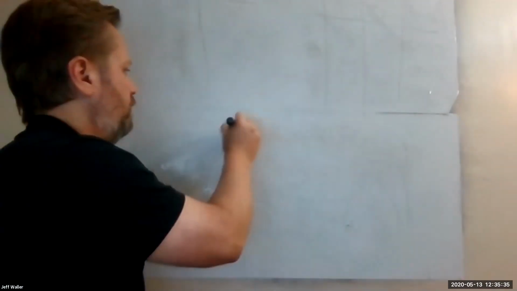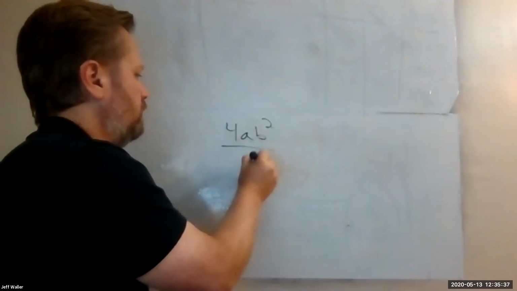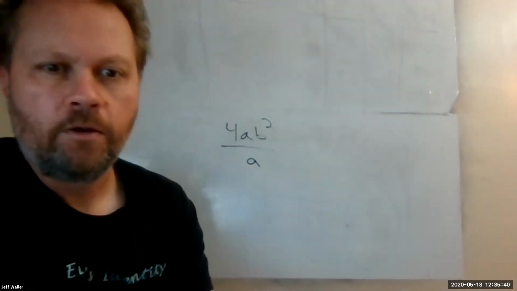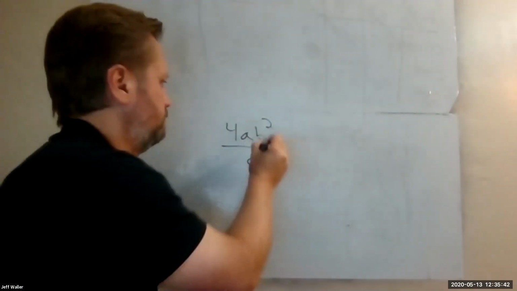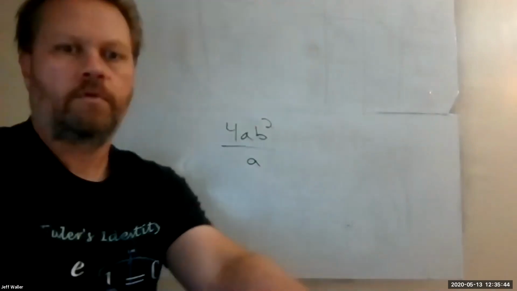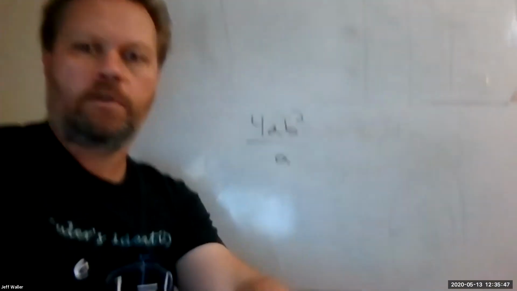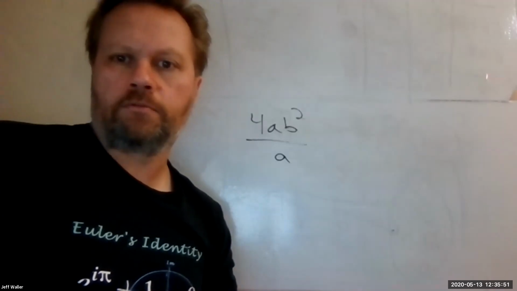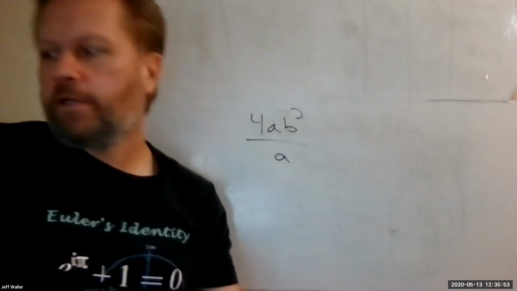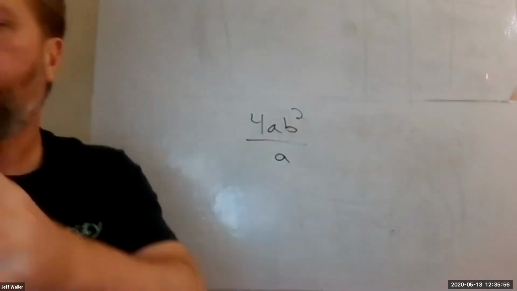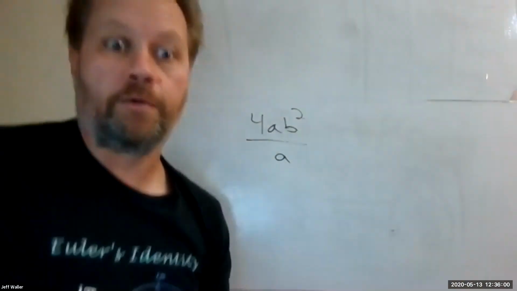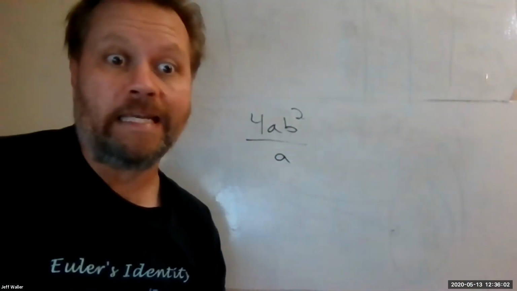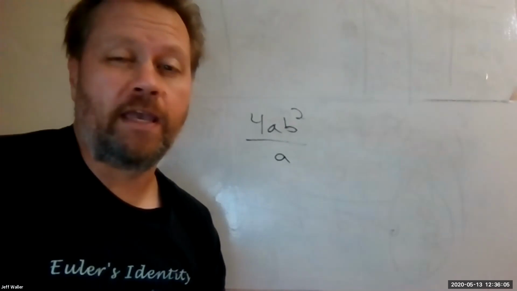So if I have a problem like this, let me do a different problem. If I have 4ab squared divided by a, what can a not be? Why is it so tiny? Oh my gosh, what just happened? I have no room here. Oh, there. Okay. I'm going to destroy everything here. All right, what's happening? What can a not be? What value of a?